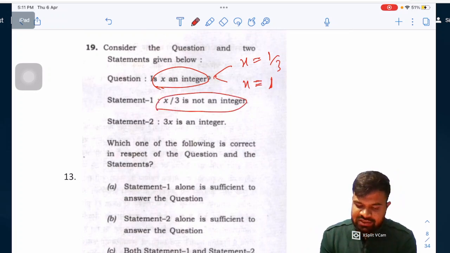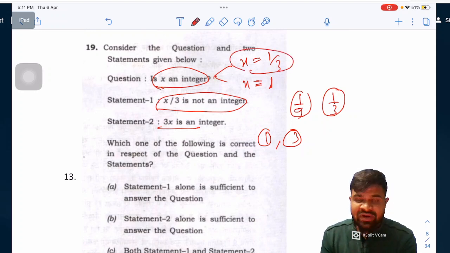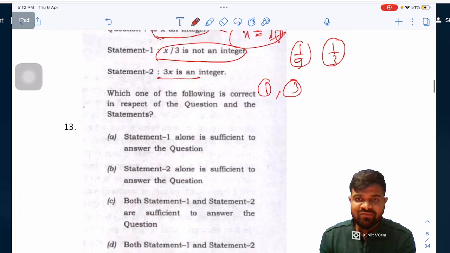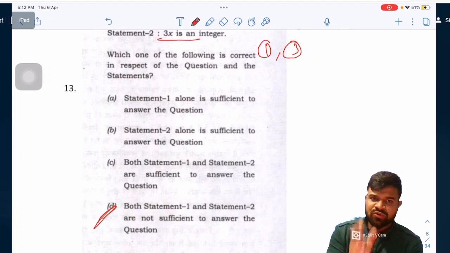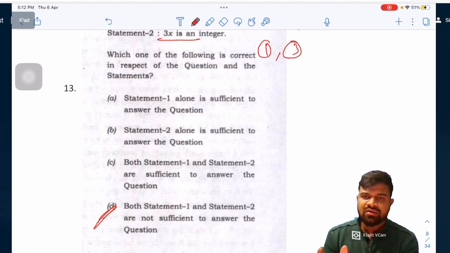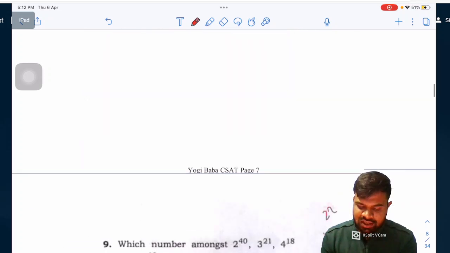So x by 3 is not an integer. Obviously 1 by 9 is not an integer and 1 by 3 is not an integer. Statement 1 holds for both. Statement 2, 3x, equals 1 and 3. So both are integers. Both of the statements hold for both fraction as well as integer. So from both these statements we cannot tell if x is a fraction or an integer. This is how you assume. You assume one fraction and one integer, and if the statements qualify for both of them, then you cannot judge whether it is true for integer or fraction. So this is how you will do such questions.